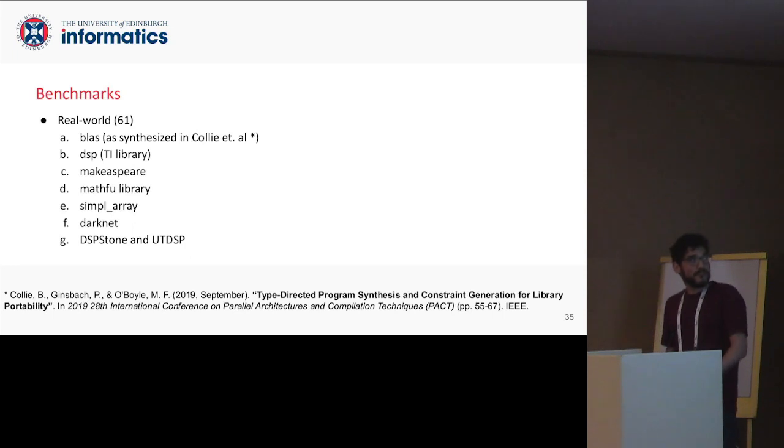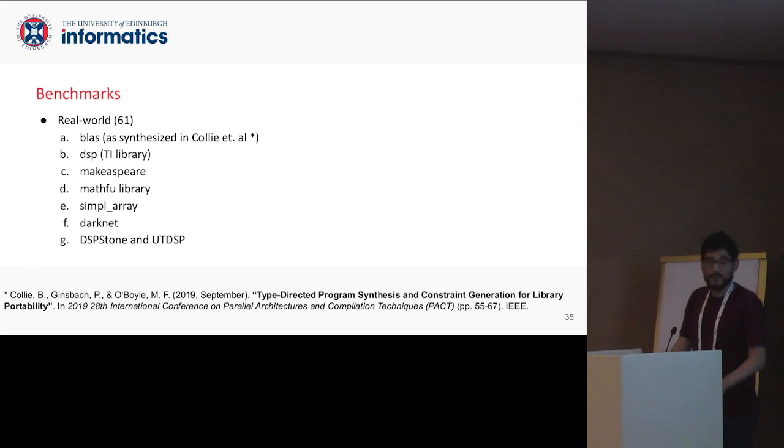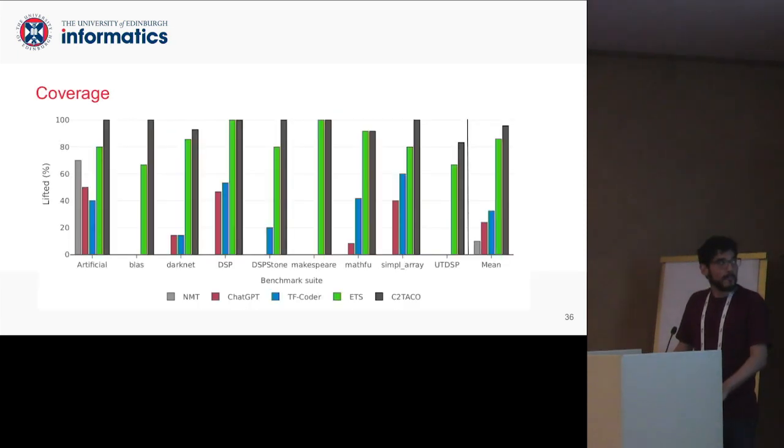We also test with programs taken from real-world applications, with a total of 61 programs. We take them from different sources that include, for example, digital signal processing benchmarks, machine learning frameworks, and scientific mathematical libraries. First, we evaluate the coverage of each approach, to see how much of our whole benchmark suite each approach can lift. We have the result for each one of the sets in our suite with the general mean on the right.